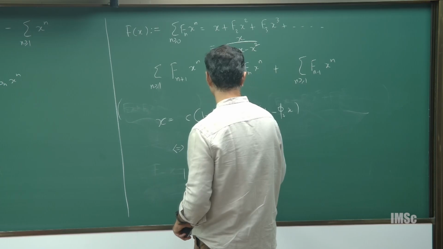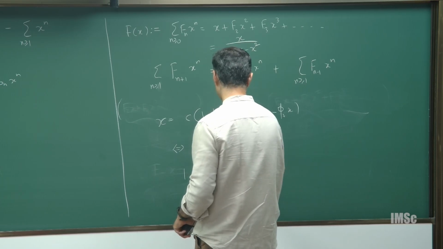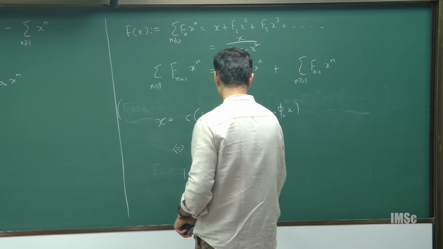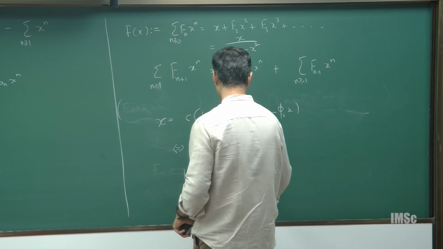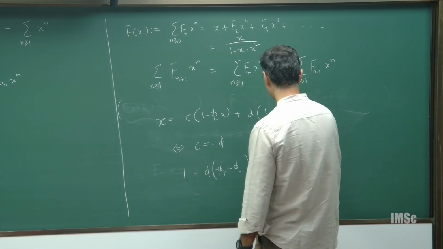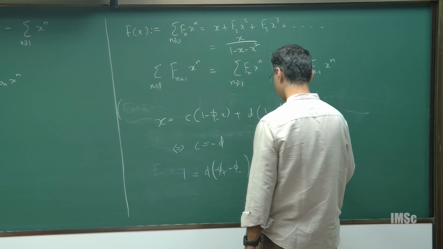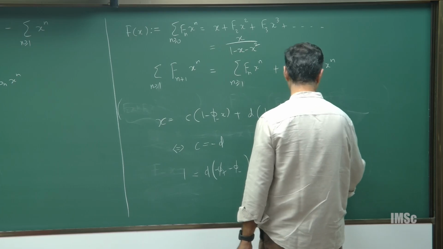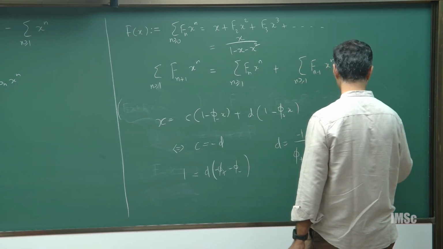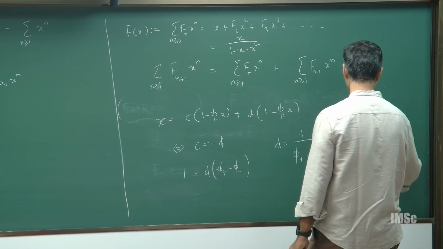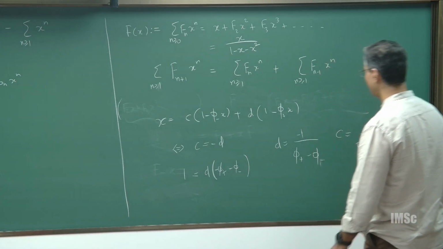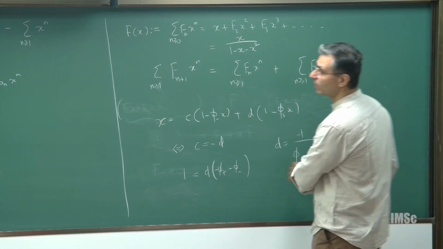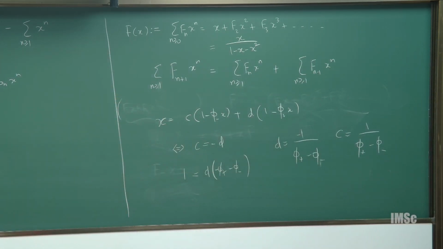minus, so this is phi plus minus phi minus this. Okay. So, d is 1 upon, let us say, phi minus, and C is 1 upon. Okay. So, the difference between these two numbers. Okay, so, that is C and D.